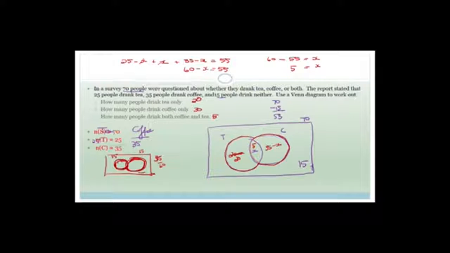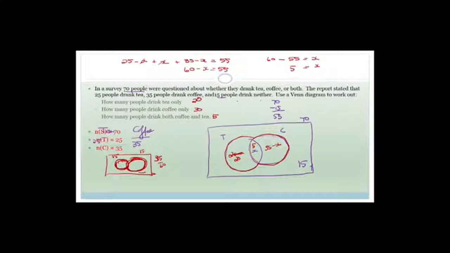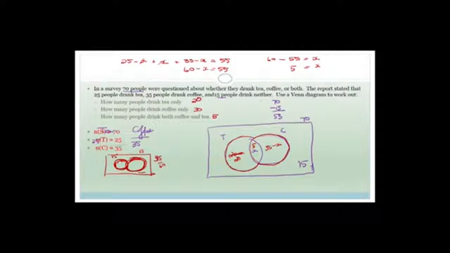But you need to realize that this 25 people who drink tea may include some people that drink coffee. And similarly, the 35 people that drank coffee may include some people that drank tea. The only thing we know for sure is that 15 people did not drink either tea or coffee. So that's why they go on the outside.